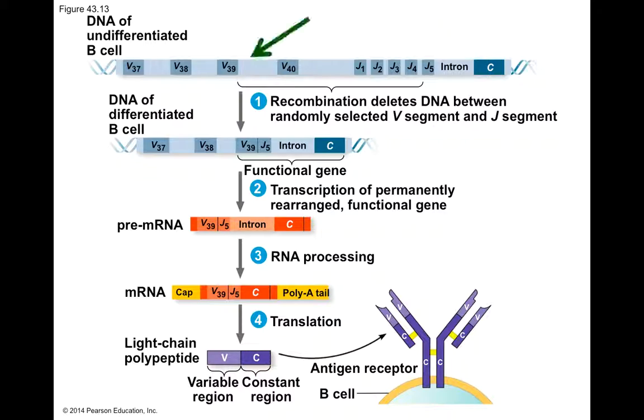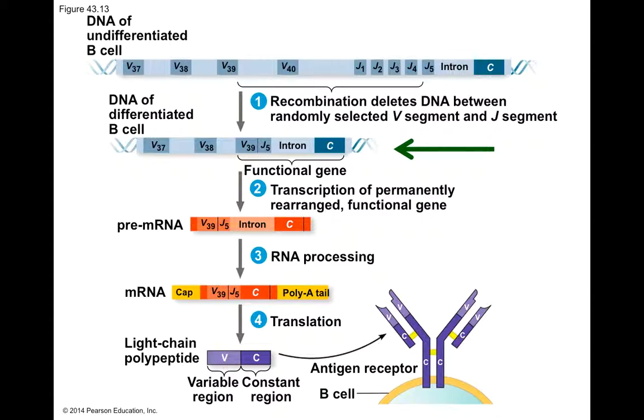All the way to the left, there are the V segments. Remember, this is for the variable region, and while they don't show all of them, there are 40 V segments in the light chain DNA. There are also 5 J segments in between the V's and the C. So what happens is that an enzyme complex called recombinase will randomly link one of the 40 V segments to one of the 5 J segments. This can give you 200 possible combinations. 40 times 5 is 200, get it?